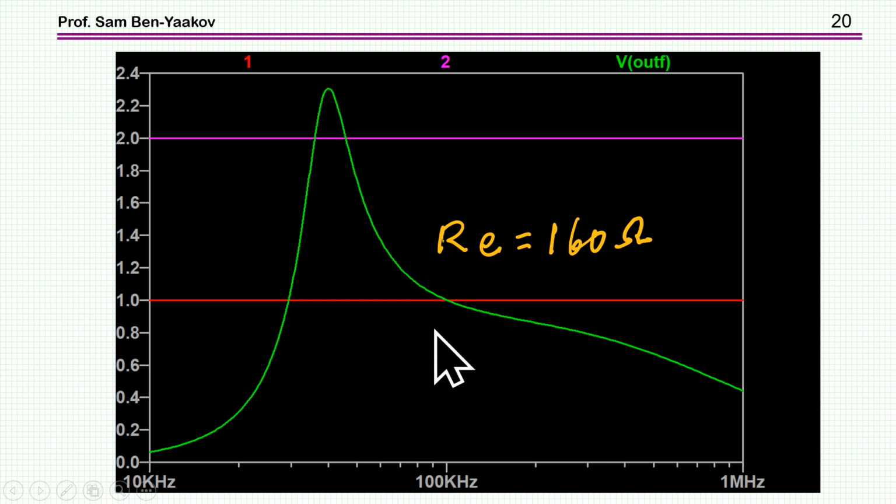At 100 kilohertz, the gain is 1. And at a lower frequency, I get a higher gain, up to 2 and a little bit more, exactly what I've seen before, except that now it's not normalized. This is now the real values that I need. So that's it. That's the end of the design.